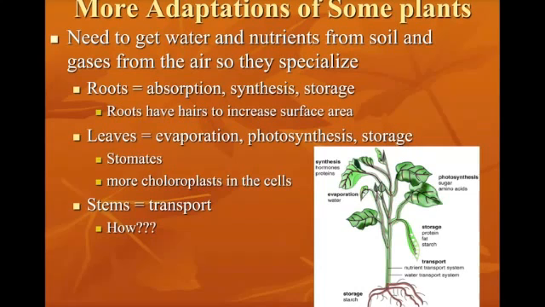They have specialization throughout the plant. They have roots that absorb, synthesize, and store things. They have leaves that evaporate, photosynthesize, and store, and they have stems that transport. The roots have little hairs to increase the surface area so they can absorb more. The leaves have more chloroplasts in their cell for photosynthesis, and they have stomates, which I discussed before, to let gas in and out. But again, no water is allowed in, so therefore they need stems to transport the water from the roots up to the leaves, and as well transport the glucose that is made in the leaves to the roots. So these stems are very, very important for transport.